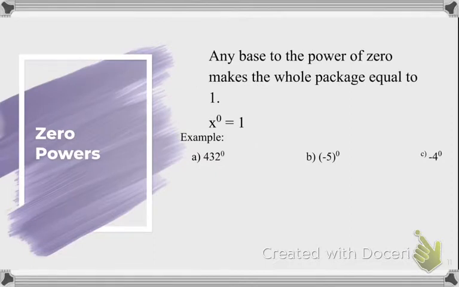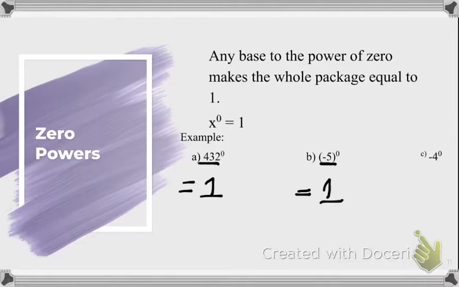And then the last one is going to be the zero power. Any base to the power of 0 makes the whole package equal to 1. So if I have x to the power of 0, it's going to equal 1. For this example, we have my base of 432 to the power of 0. This is going to equal 1. Now the package is only what your base is. My base for b is negative 5. So negative 5 to the power of 0 is going to be 1.